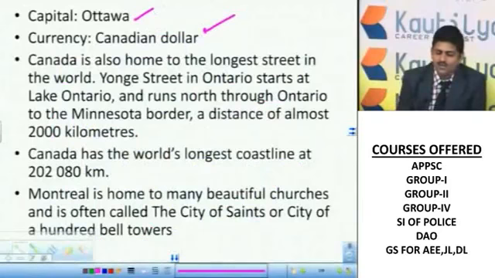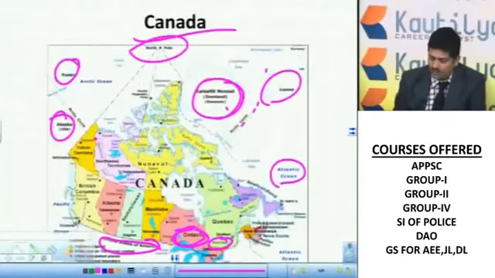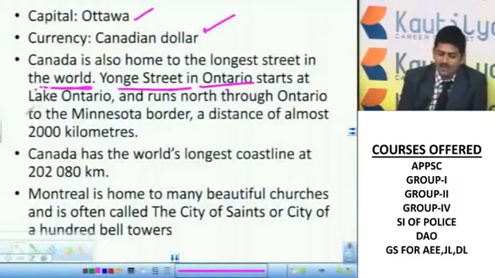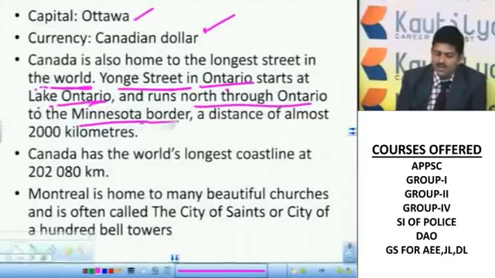Canada is also home to the longest street in the world. What is that street? Yonge Street. It is in Ontario. Already I told you Ontario is very important. You can see Niagara Falls. All these are in Ontario. The street starts at Lake Ontario and runs north to the Minnesota border, a distance of almost 2000 kilometers.